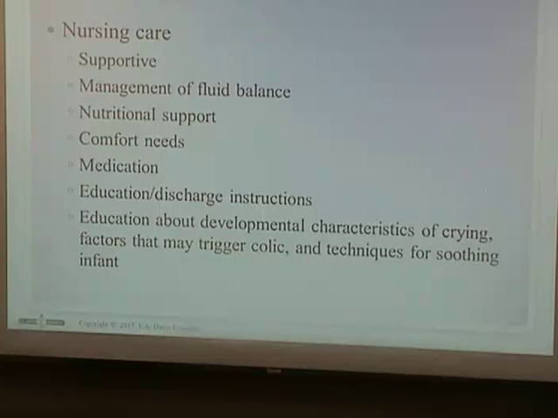Okay? You can give medication, you can use Tylenol. It seems to help a little, but not a lot. And then the big one is teaching people how to soothe their baby.